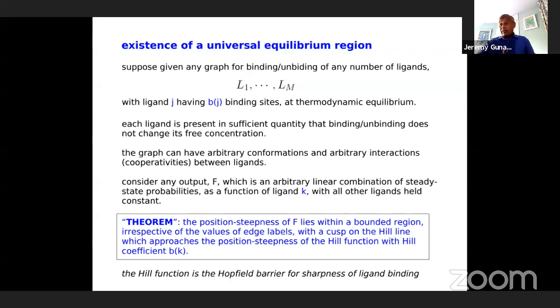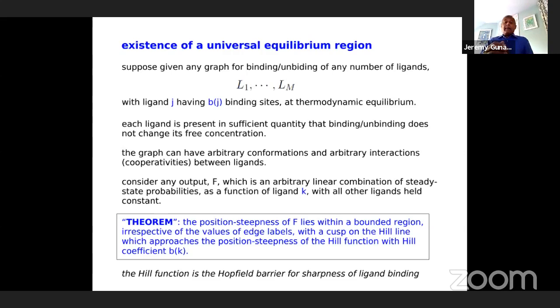They could bind in such a way that the affinity of binding, the rates, would depend on the conformation and the pattern of binding of any other ligands, and basically more or less arbitrary complexity subject to the fact that this is all happening at thermodynamic equilibrium. No matter how you define the output of the system, the output could depend not only on the ligand of interest, which I call ligand K here, but also on the conformation state of mediator, or the presence or not of a nucleosome, or whatever assumptions you want to make.